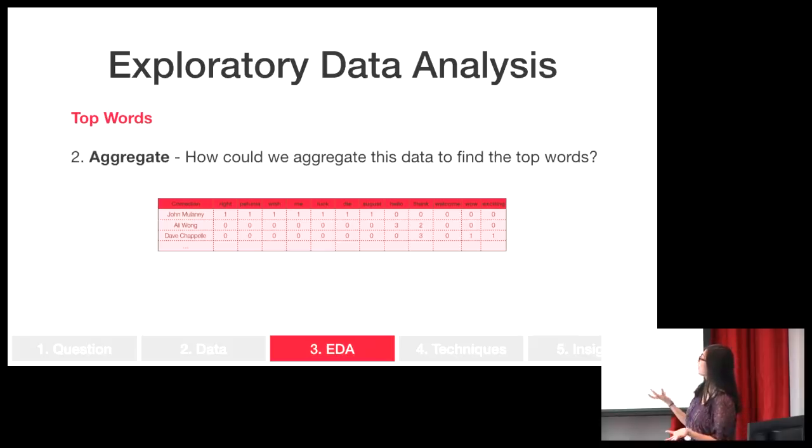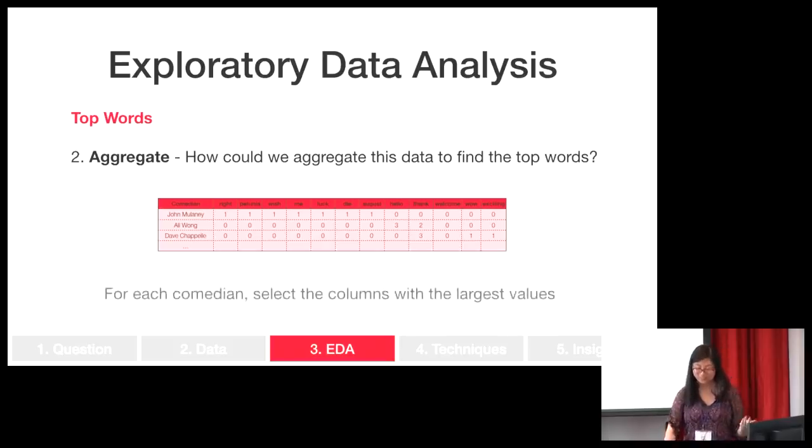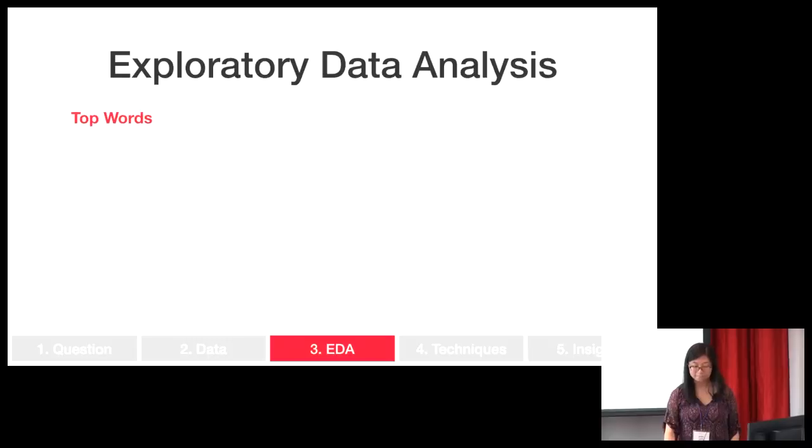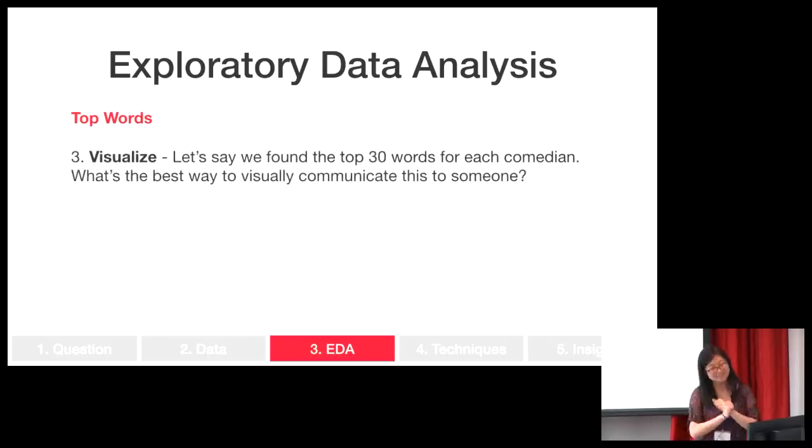Okay, so we got this data. The next thing we have to do is aggregate. So how do we aggregate this data to find the top words? Sort it to largest number. Perfect. For every comedian, you select the columns with the largest value. Basically, sort across the row and then find which words have the highest word counts. Okay, so we've aggregated the data, and now we have to visualize it in some way. Let's say we found the top 30 words for every comedian. What's the best way to visualize that?